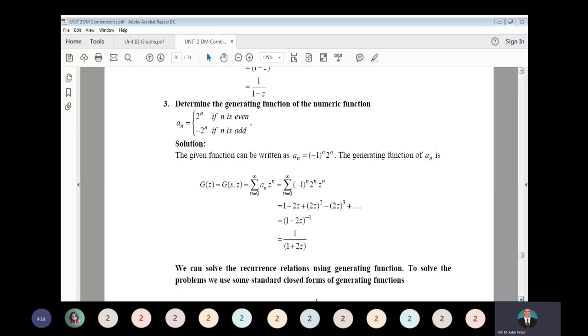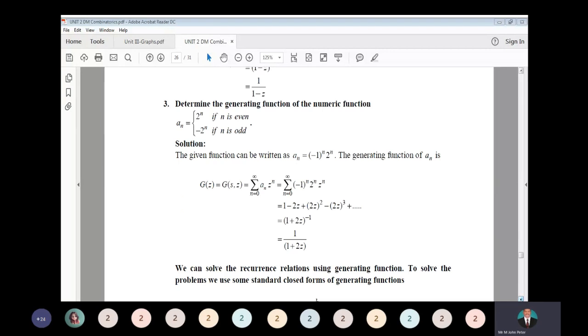So that is 1 minus 2z plus (2z) squared minus (2z) cubed plus and so on. That is (1 plus 2z) power minus 1. That means the binomial series (1 plus x) power minus 1, that is 1 minus x plus x squared minus x cubed plus x power 4. Like that you will get the series.